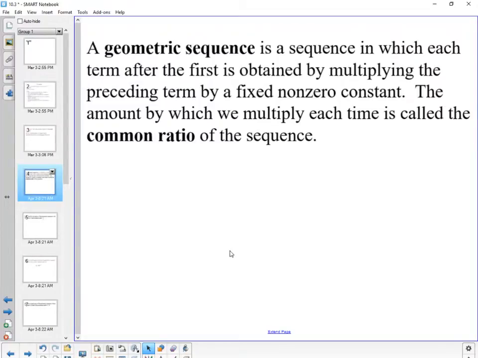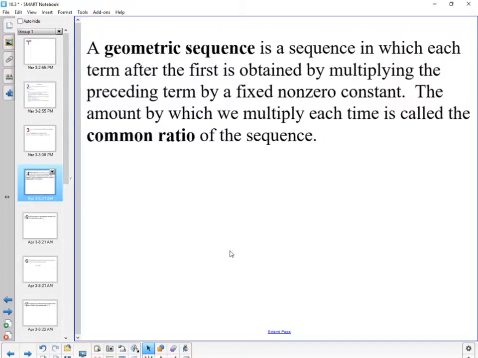For this geometric sequence, we're going to be obtaining the next term by multiplying. So it's going to be a product here, preceding the term by a fixed non-zero constant. You can't multiply by 0 because otherwise everything would just be 0, 0, 0, 0, 0.